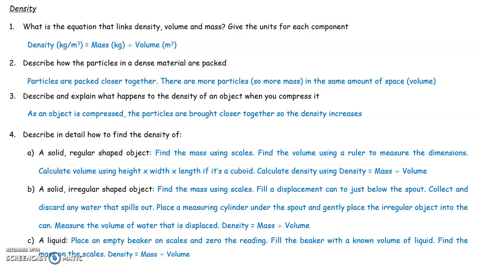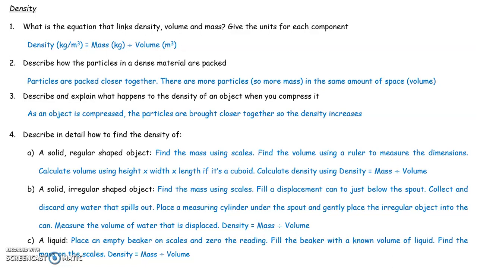Slash means per. In a dense material compared to a not dense material, the particles are closer together. What that means is, because the particles are closer together, you fit more particles in the same amount of space. More particles means more mass. Same space means same volume. So you have more mass in the same volume, you've got bigger density.